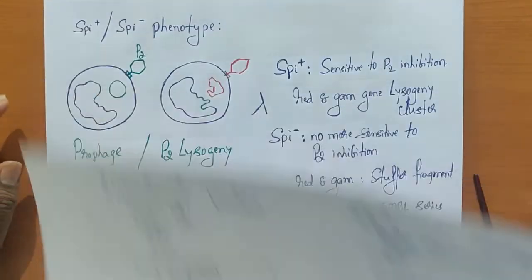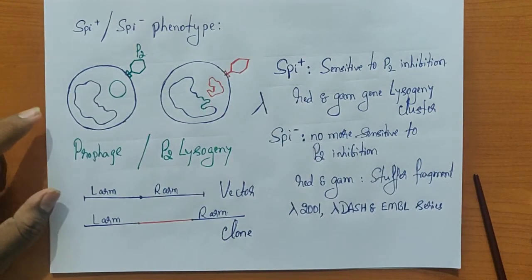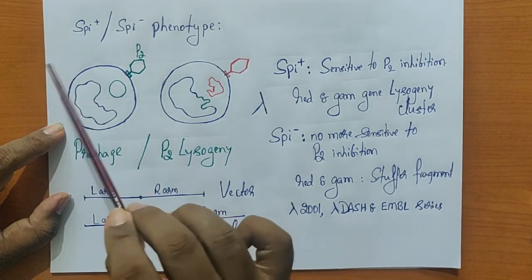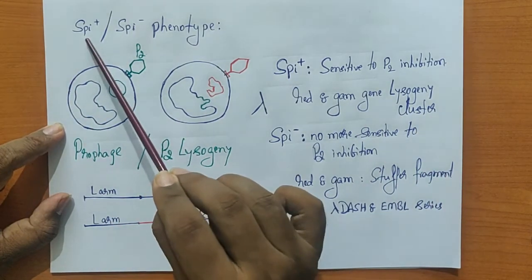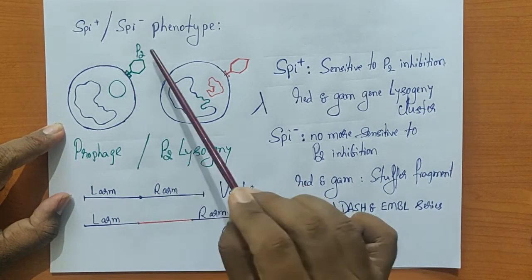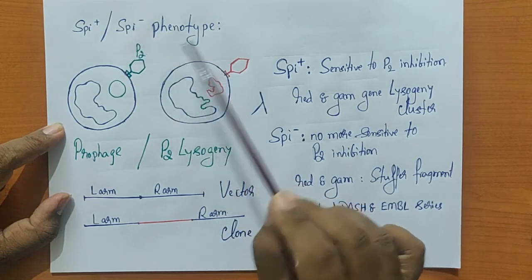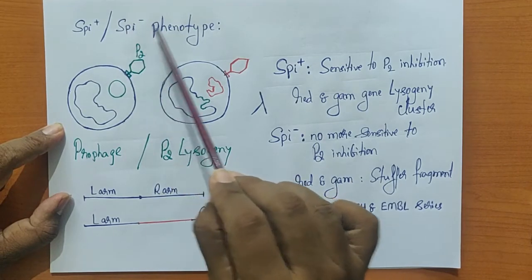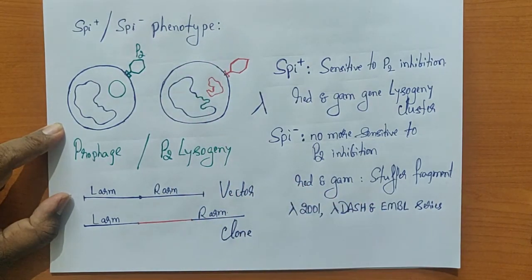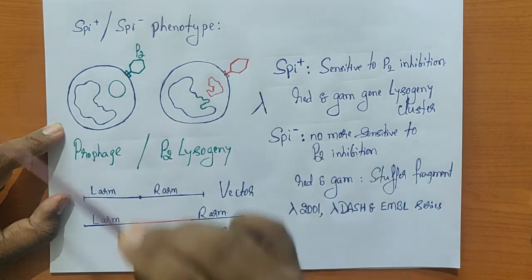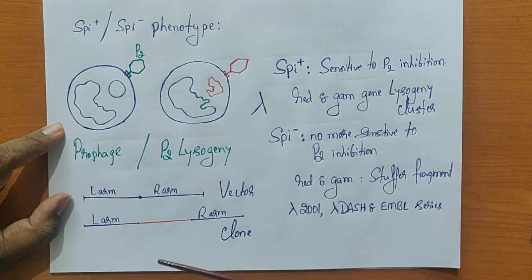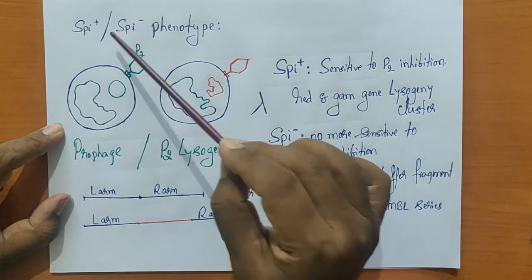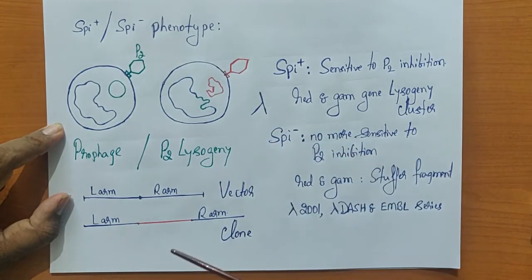We have one more critical selection. You have to be a little careful, it's a very tricky one. It is called the Spi plus and Spi minus phenotype. Now again, this Spi plus and Spi minus phenotype are used for the clonal selection in a special type of vectors. We will try to understand what the Spi plus phenotype and Spi minus phenotype are.